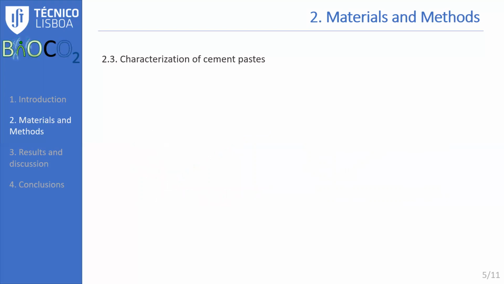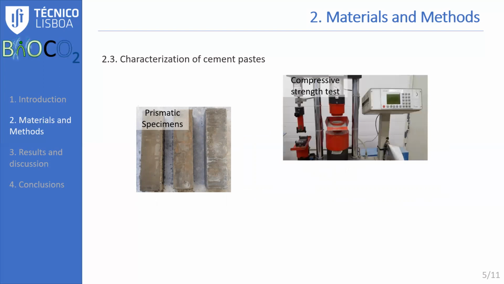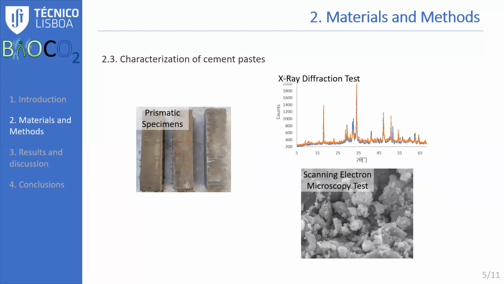With these different carbonated waters, samples with a water-cement ratio of 0.5 were made and cast into prismatic molds. With the resulting prismatic specimens, several tests were made at different curing ages. The tests made were compressive strength, pH measurement, X-ray diffraction, and finally scanning electron microscopy.